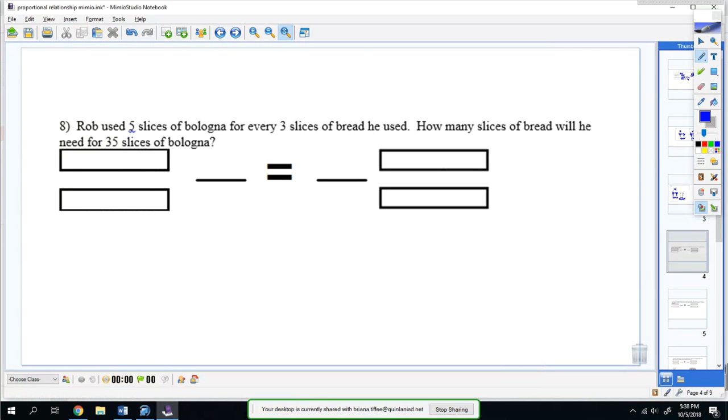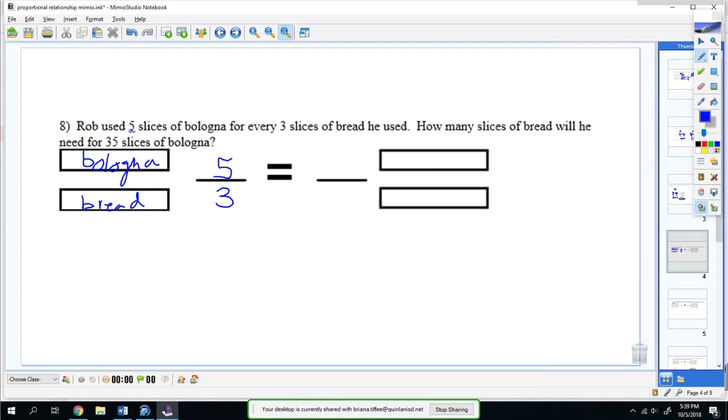All right, now let's try one from a word problem. So Rob used 5 slices of bologna for every 3 slices of bread. How many slices of bread will he need for 35 slices of bologna? All right, so I'm going to put 5 over 3. But I can't just put 5 over 3. I have to label it. And I'll explain why in a second. So the 5 is the bologna. And 3 is the bread.